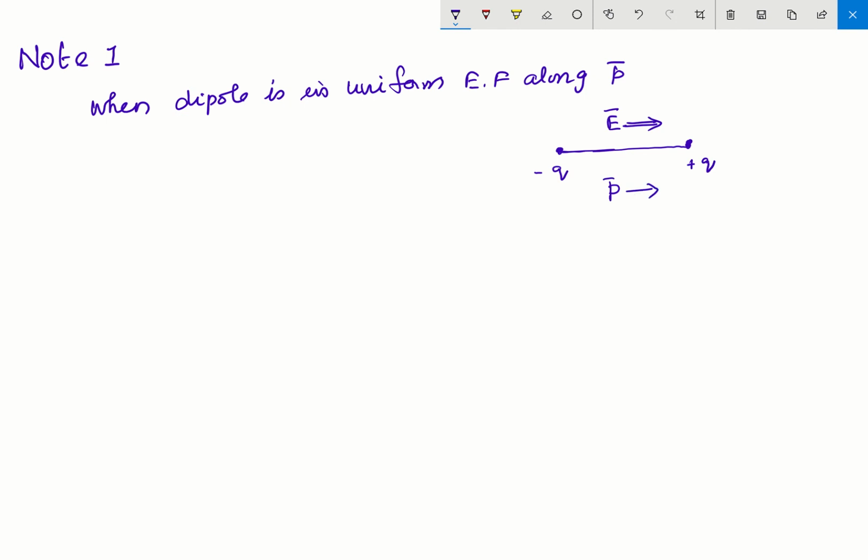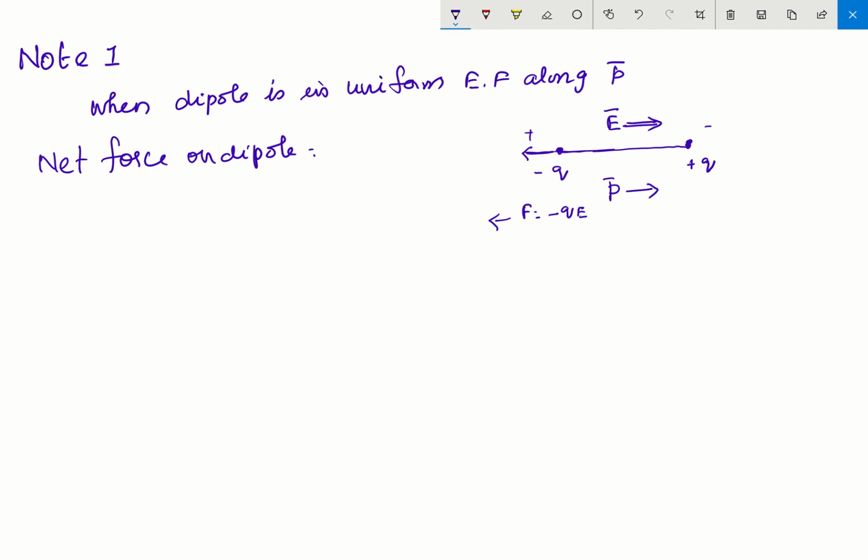Now what is the net force on the dipole? The force is F equals minus QE. The field goes from positive to negative, so the minus Q will be experiencing a force in this direction. So F will be in this direction.